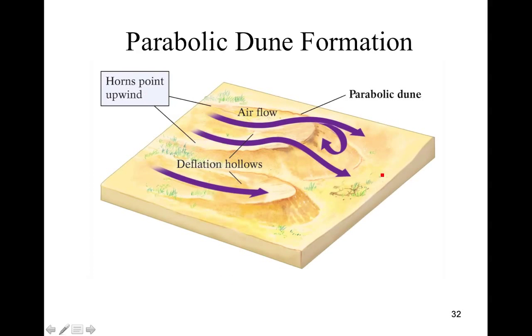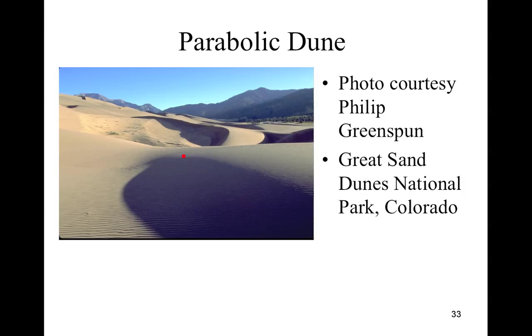Where the wind is flowing this way, the horns point up into the wind, and then this central part is blown out and is the actively moving component. And vegetation is able to occupy the horns because the sediment is much more stable and gives the chance for the vegetation to establish and grow. And some pictures of some parabolic dunes from Colorado.